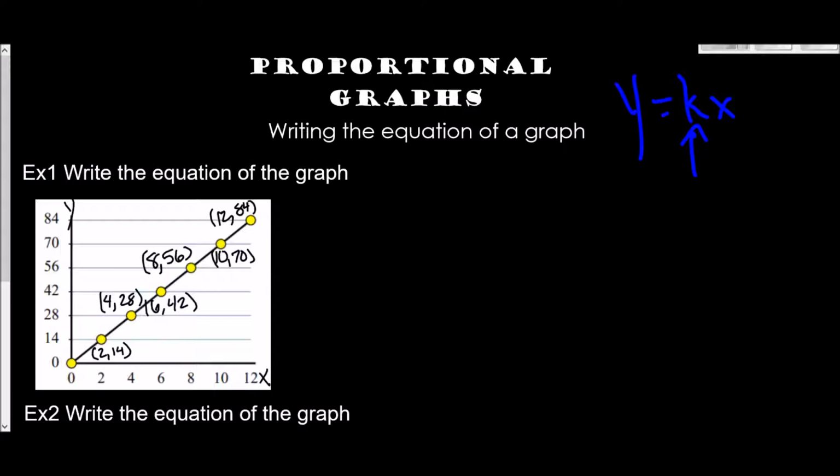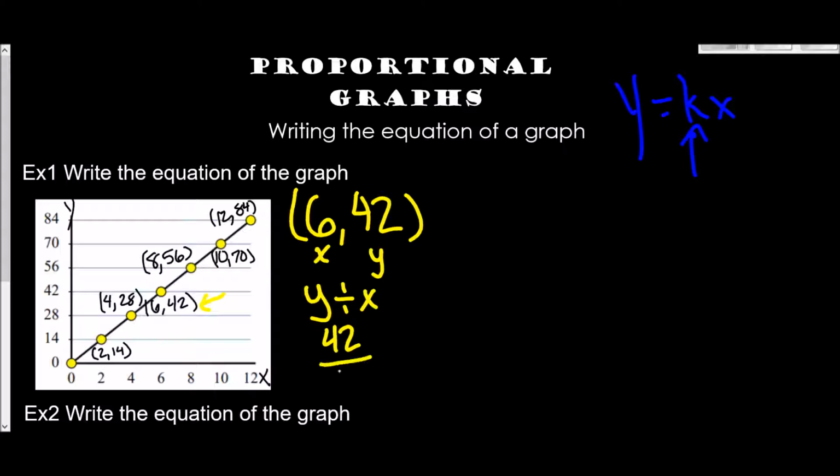You do not have to find all the points, you only have to pick one point. Sometimes it's even. So what I'm going to do is I'm going to pick 6, 42. Remember, this is my x, this is my y, and to write my equation, I have to always do y divided by x. So in this case, I'm going to do 42 divided by 6, which gives me 7. So my equation is y equals 7x.